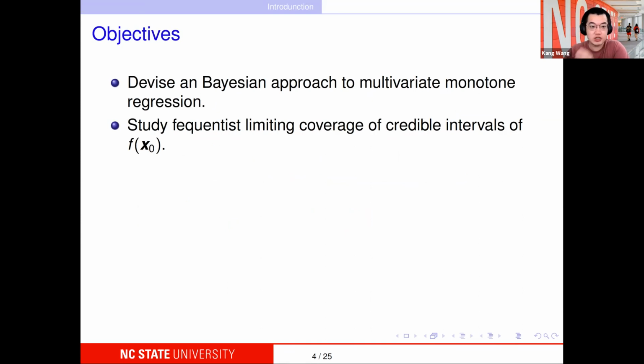So our objective is first to devise a Bayesian approach to multivariate monotone regression. As far as I know, little work was done in the Bayesian setting, and then based on a weak limit theory, we can study the frequentist limiting coverage of the pointwise credible interval.